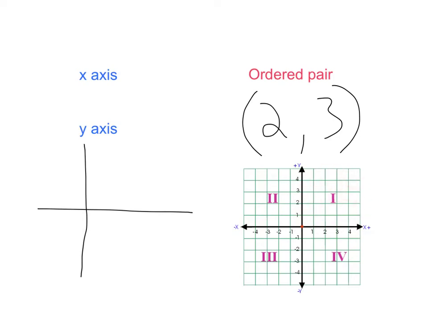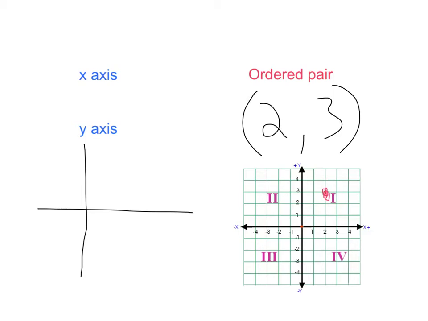In order to graph it, we would say start with our x, which is 2. We'd move from our origin 2 spaces over. Then we would go 3 spaces up, and we would say this point right here is (2, 3).